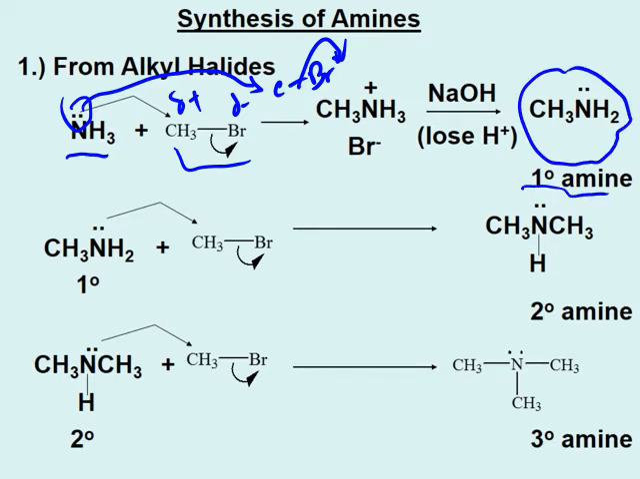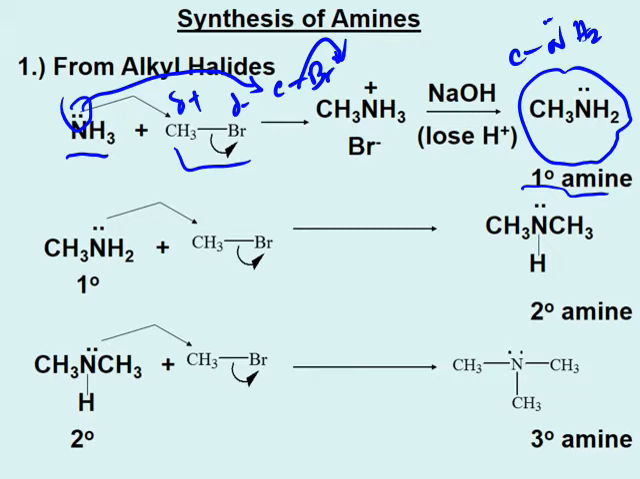Remember 1-degree amine? When nitrogen is bonded to only one carbon, that's why it's a 1-degree amine. In 2-degree, nitrogen will be bonded to 2 carbons, in other words, 2 groups that have carbon directly bonded to nitrogen. Now, let's look at the formation of 2-degree amine from 1 degree.